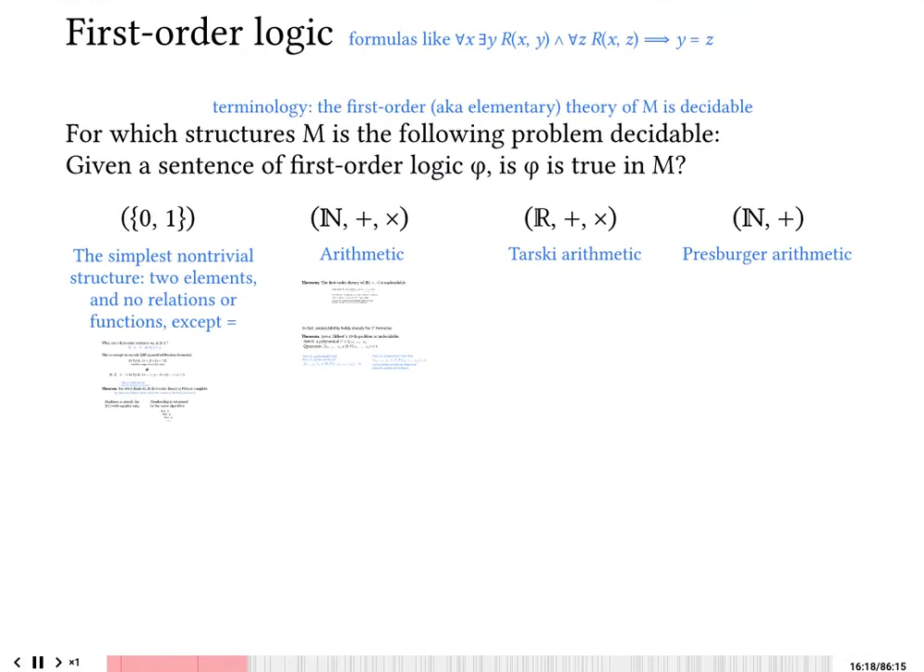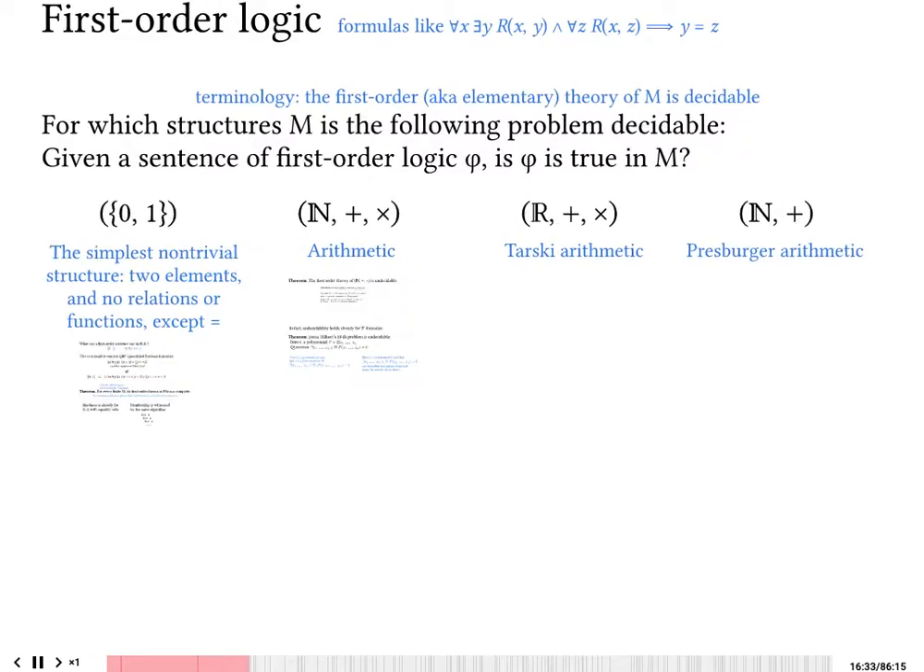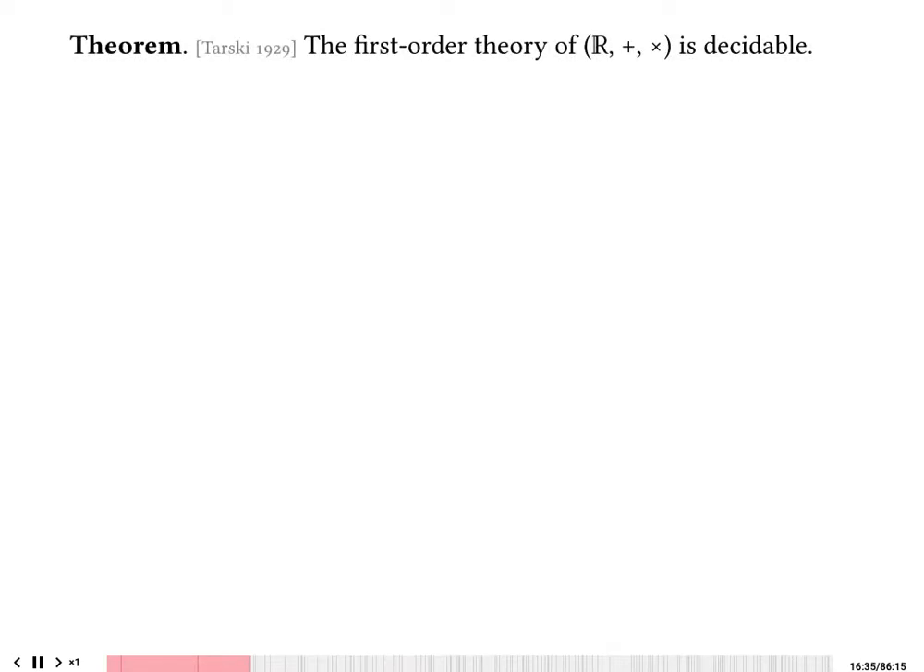So now let's move to a structure which does have a decidable first-order theory. And one of the most early and famous examples of such a structure is the real numbers with addition and multiplication, also known as Tarski arithmetic. So Tarski proved, roughly in the late 20s, but the published version was after the war, that the first-order theory of the field of real numbers is decidable.